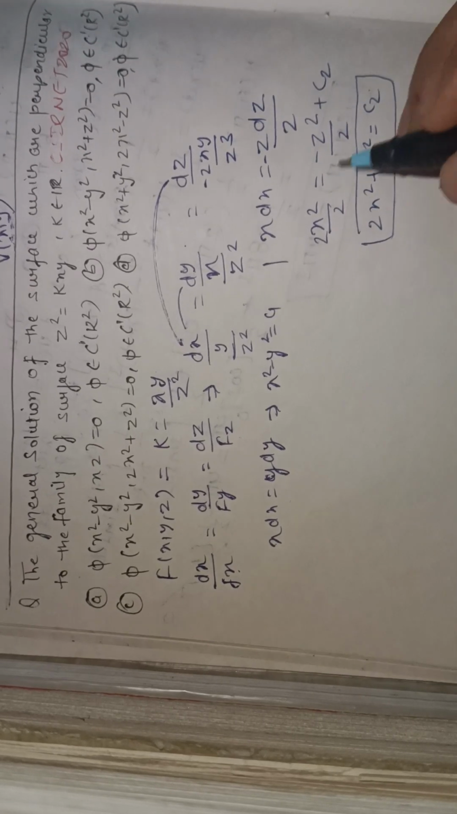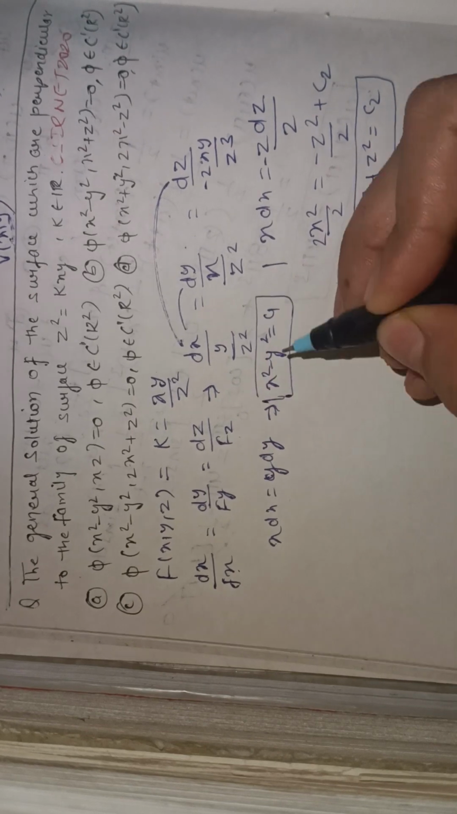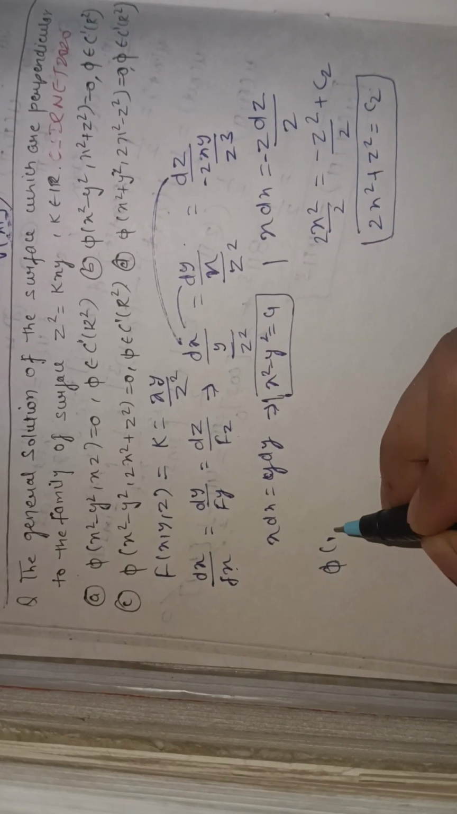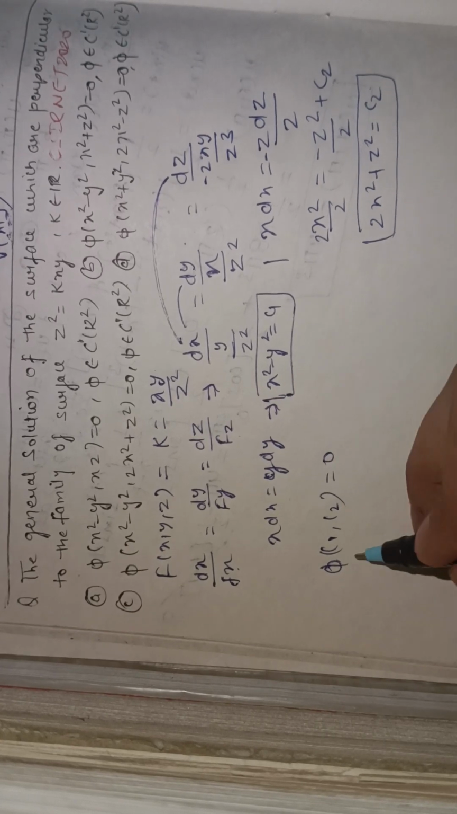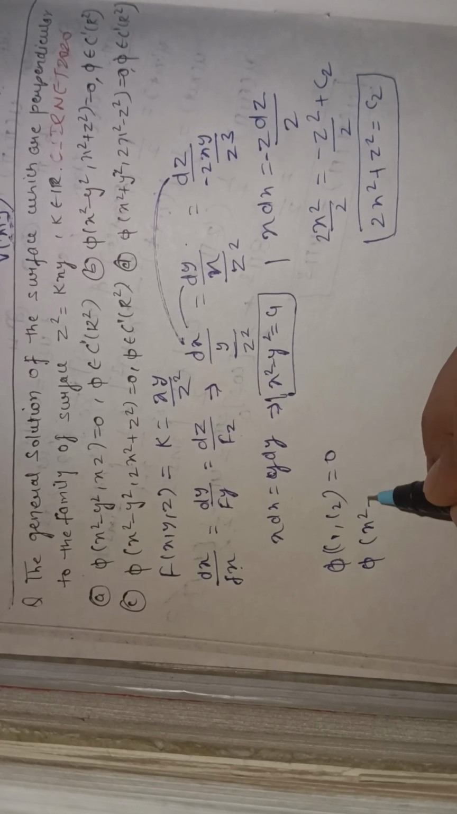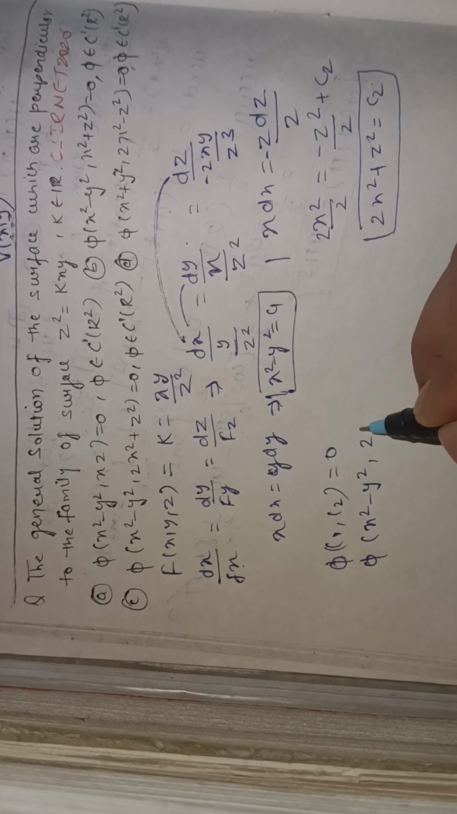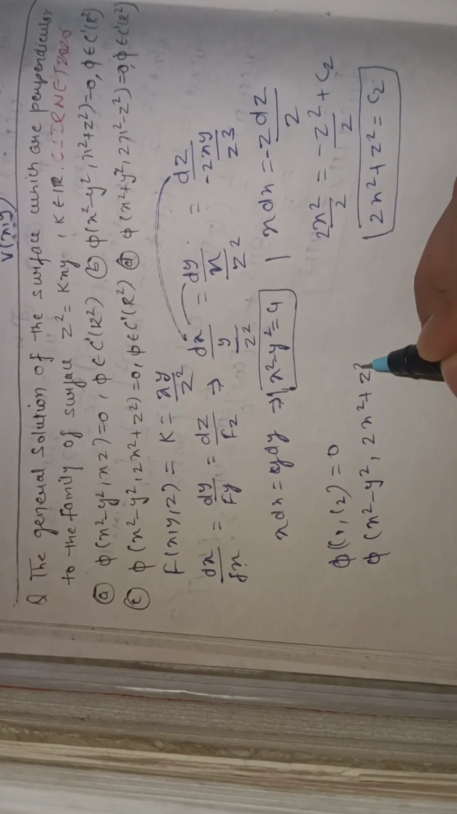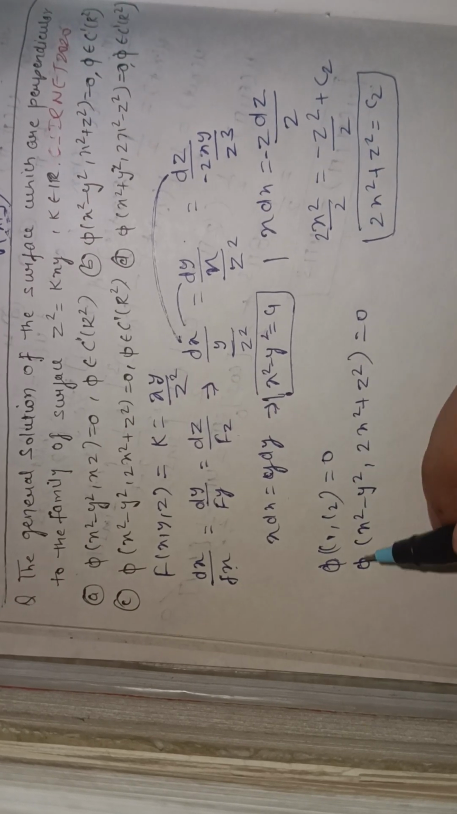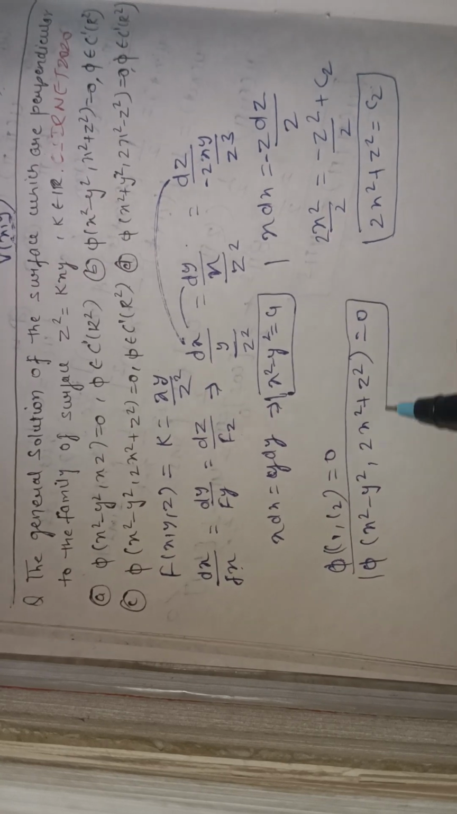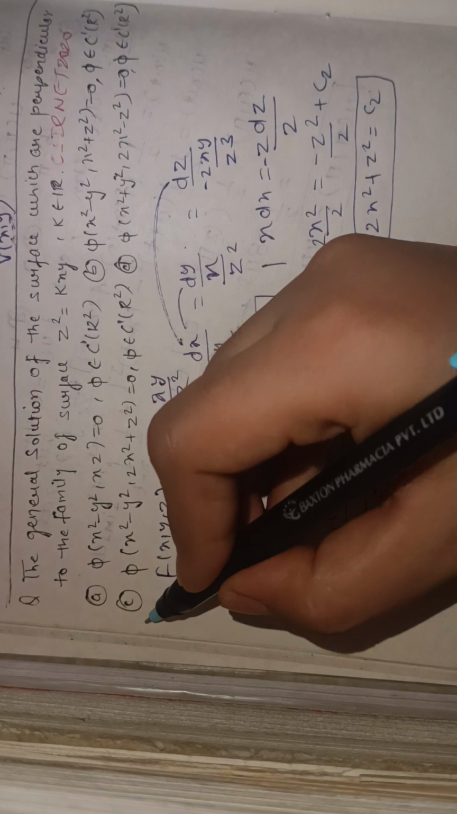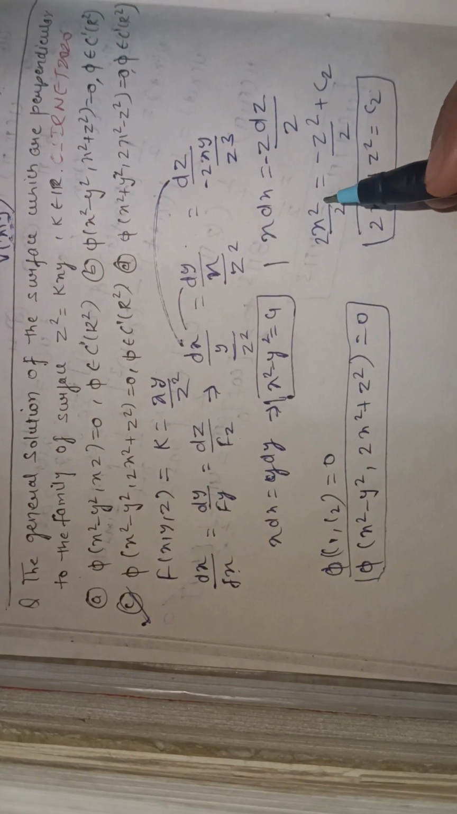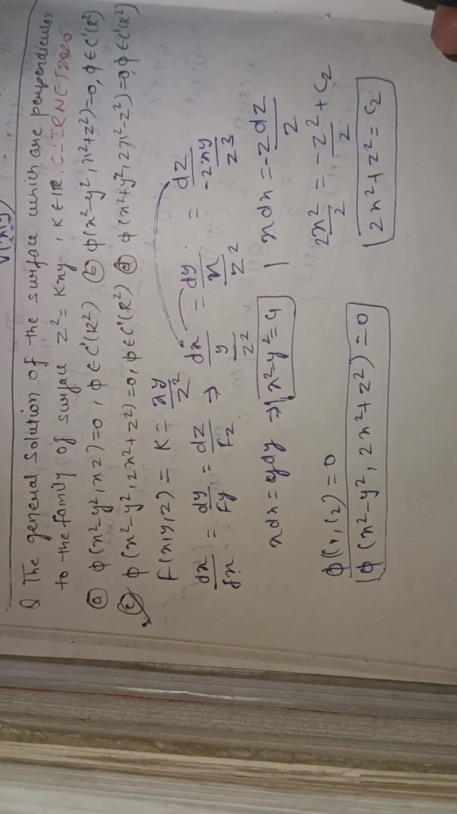First this, second this. So the final solution is phi of c1, c2 equals 0. Here c1 is x squared minus y squared, and c2 is 2x squared plus z squared. So this is our final solution. Now we see the options, which option satisfies this. We see option C satisfies this, so this is the solution of this question.